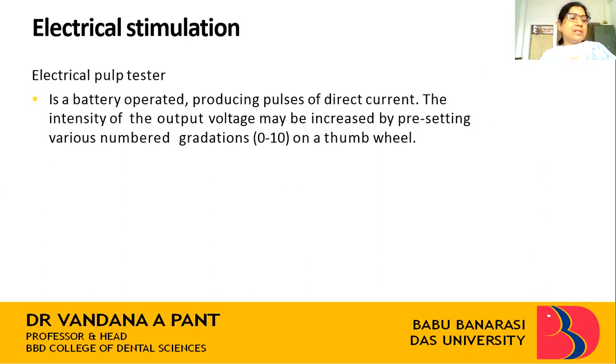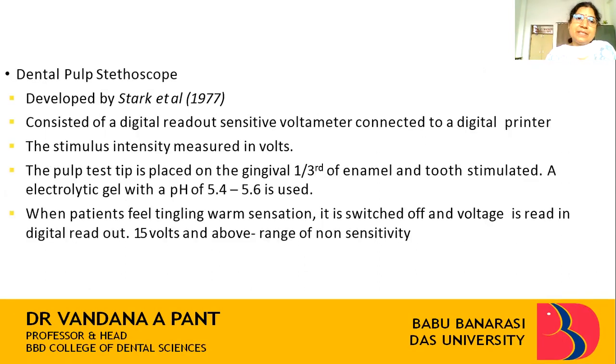Also there is electrical stimulation. Electric pulp testers are there. It is battery operated, producing pulses of direct current. The intensity of the output voltage may be increased by presetting various numbered gradations on a thumb wheel. This is not very commonly used. It is more the thermal and the air flow that are used to test the hypersensitivity.